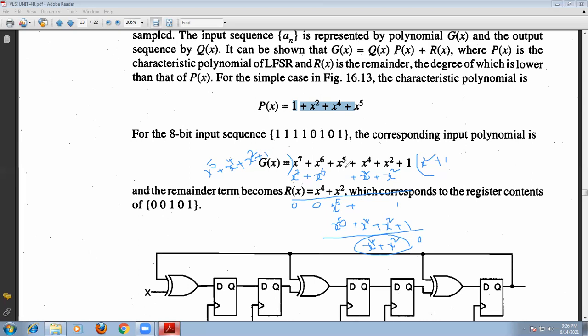Sometimes there is a chance that the signature of the fault-free circuit and the signature of the faulty circuit are equal. There is a chance that the faulty signature is equal to the fault-free signature. In this case, the fault that is there in the circuit can go undetected. This is a drawback of the signature analyzer.